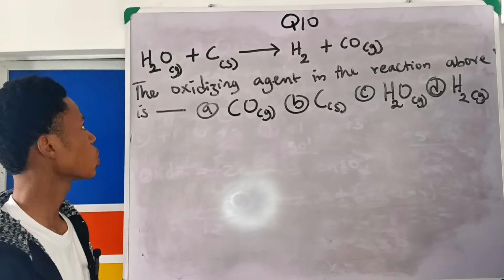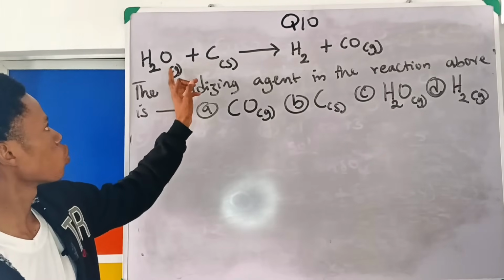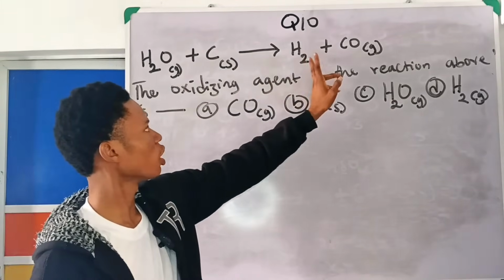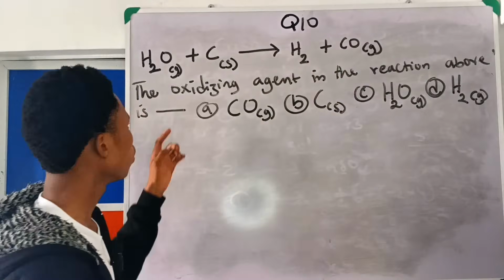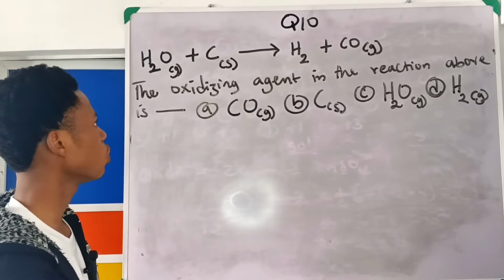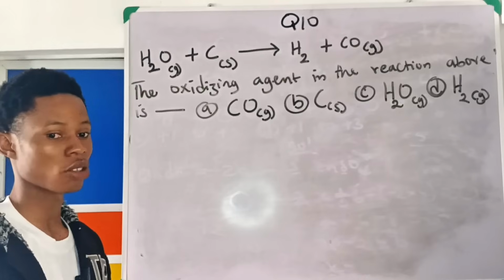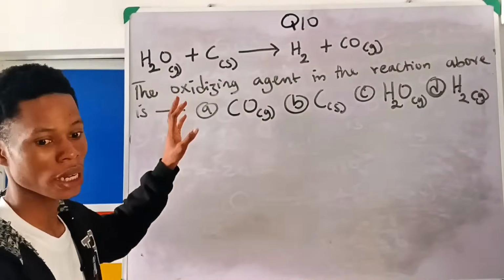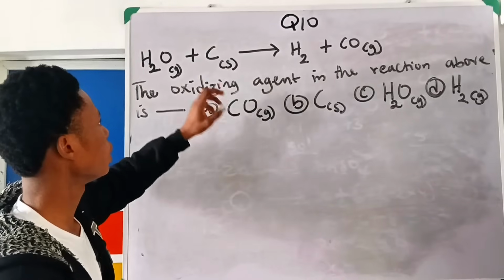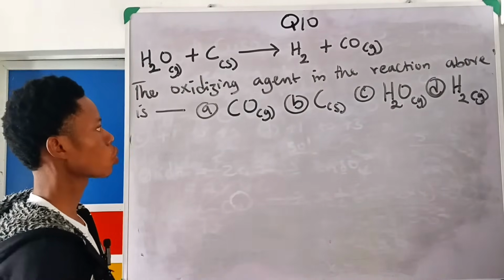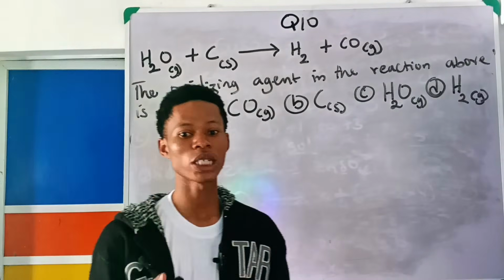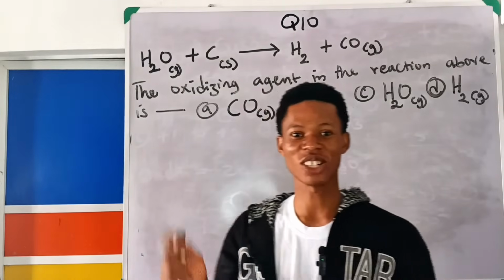All right, last question in this series. H2O plus C to give H2 plus CO. The oxidizing agent in the reaction above is dash. Now, in the last question, I explained how to find the oxidizing agent and reducing agent. So use that idea and let me know the answer to this question. So solve this question and drop the answer in the comment section.